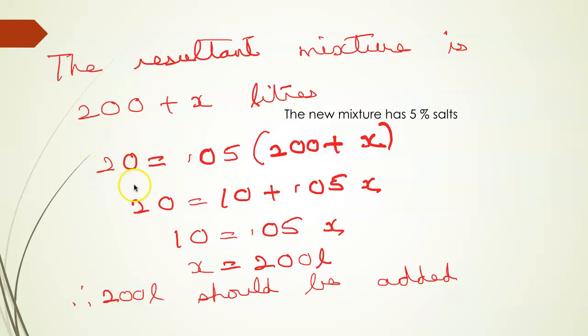So the amount of salt in the original solution was 20, and the new mixture has to have 5% salt. That is 0.05 into 200 plus X. This is the amount of salt in the new mixture. So equating this, we get X equal to 200 L. So 200 liters should be added.